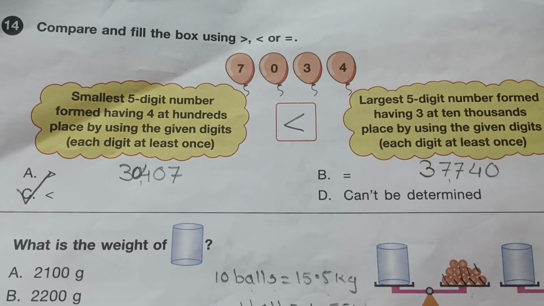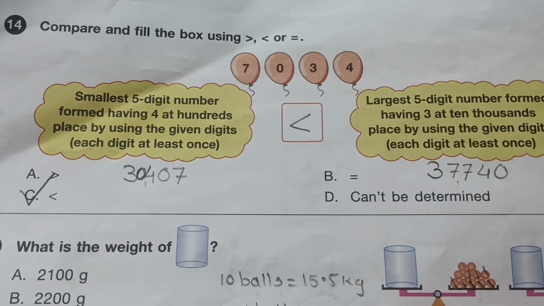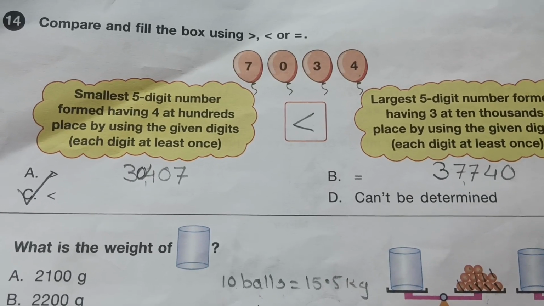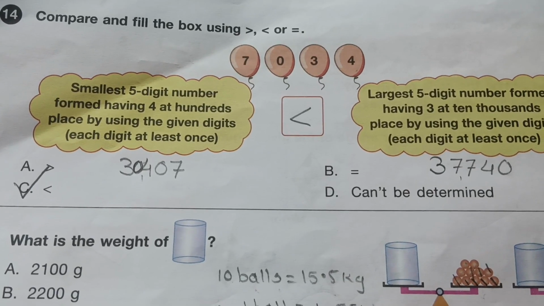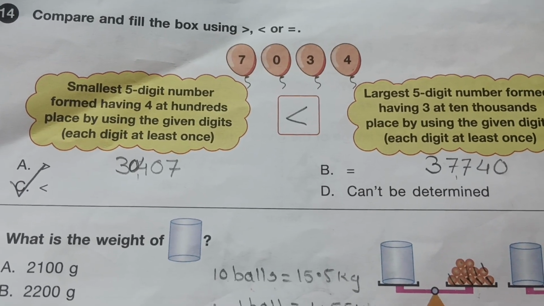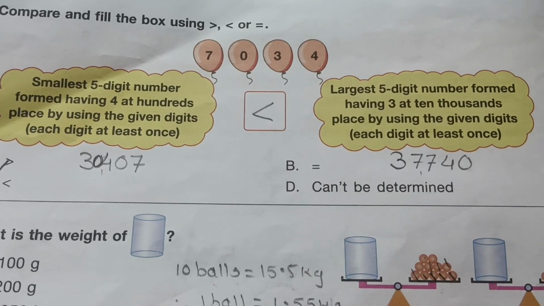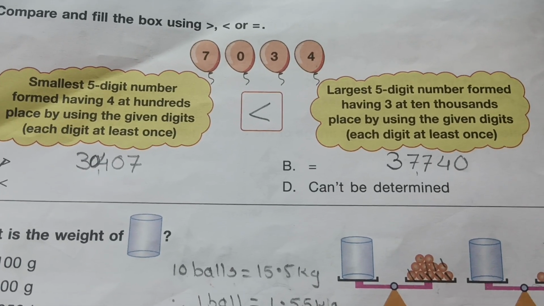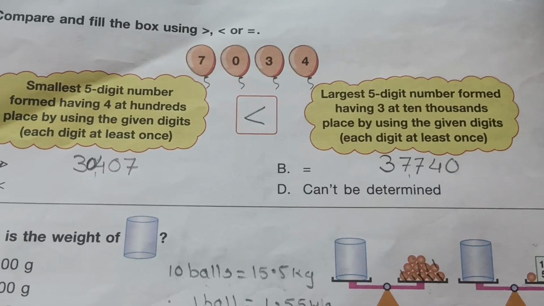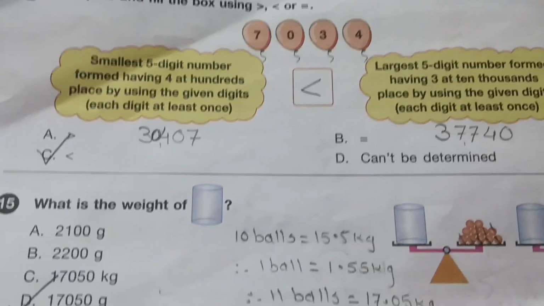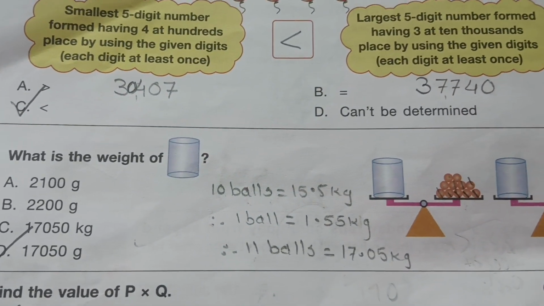Question number 14. Compare and fill in the box. The balloon number shown is 7034. The smallest 5-digit number formed having 4 at the 100 place by using the given digits will be 30407. And on the right-hand side, the largest 5-digit number formed having 3 at the 10,000 place by using the given digits is 37740. So the right side cloud is greater. So option C.